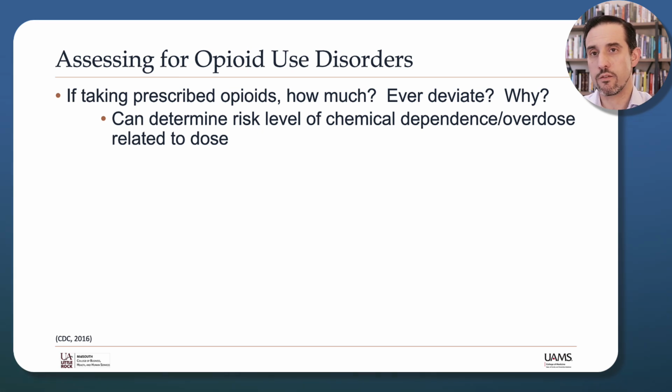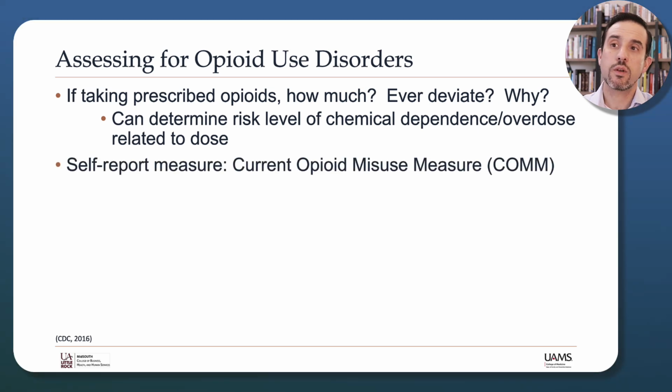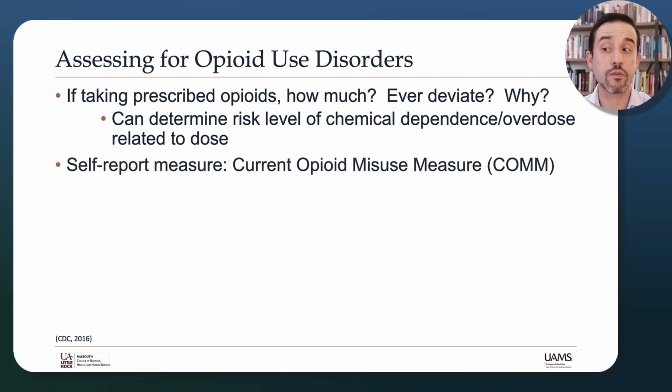If this is, say, a new patient who you haven't worked with before, there's also a screening questionnaire called the Current Opioid Misuse Measure that you're welcome to look into if you're interested. It provides a patient self-report of different characteristics that may indicate misuse of an opioid prescription. It's always best, when you're assessing for behavioral health concerns, to look for a convergence between different types of data.